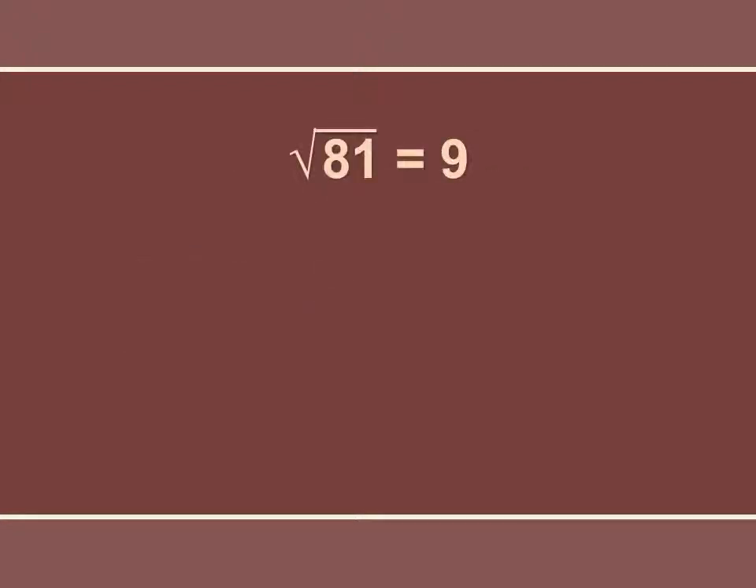So when we want the square root of 81, we want two numbers that when we multiply them together, we get 81. So that would be 9. If we want the negative square root of 81, that would be negative 9, because the square root of 81 is 9, and then we'll put the negative.